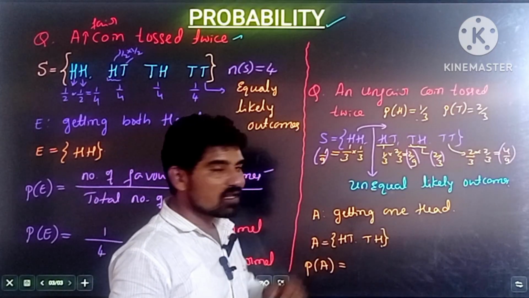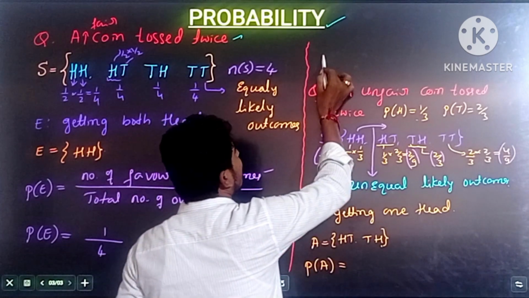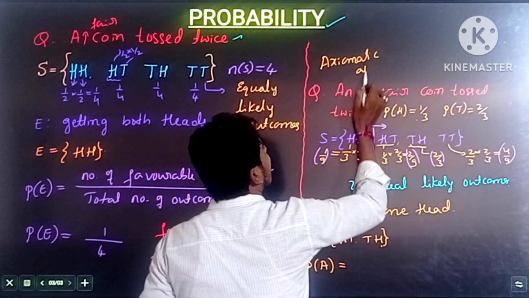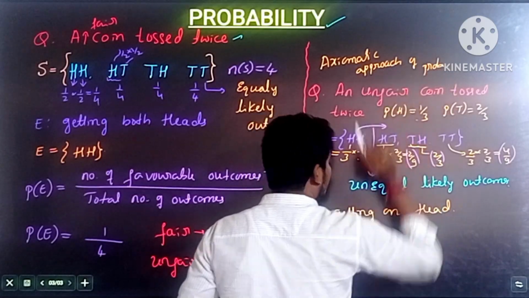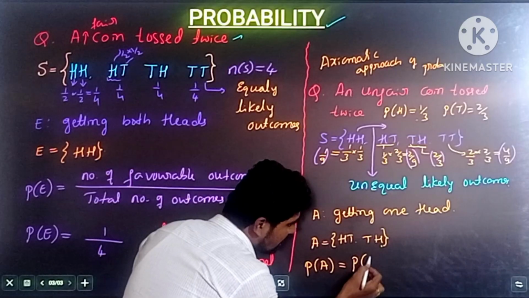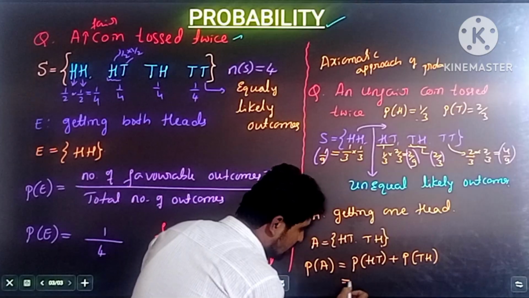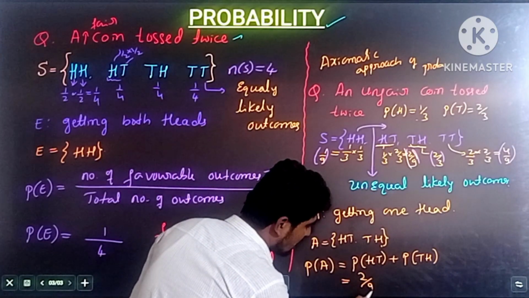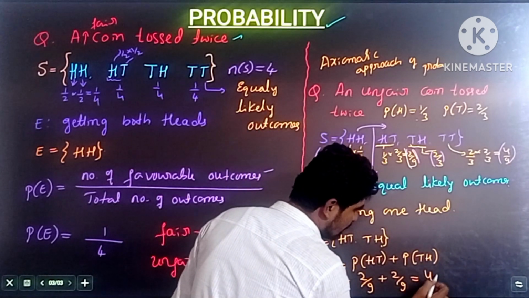That's why, to calculate the probability, we use the axiomatic approach of probability, which is studied in your first PUC. By this we can calculate the probability of A, using the summation of the probability of getting head tail and the probability of getting tail head. Observe here, the probability of getting head tail is 2 by 9 plus the probability of getting tail head, also 2 by 9, which equals 4 by 9.